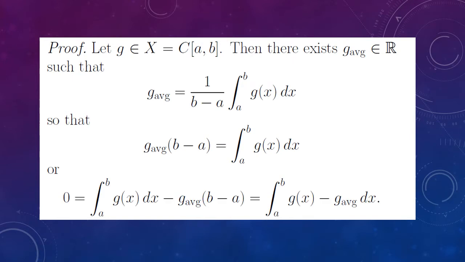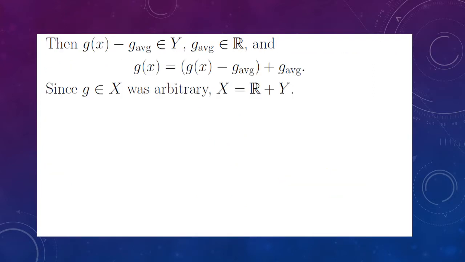I can then subtract that to the other side of the equation and absorb it into the integral, because g average times b minus a is just the integral from a to b of g average, and I end up with this integral right here equaling 0. What does that tell you about this function here if it integrates from a to b to 0? Well, that tells you that g of x minus g average has to be in Y, because those are the functions that integrate to 0. But of course, g average is in R, and so we can write g of x as the sum of these two things. The g averages cancel, and I just get g of x.